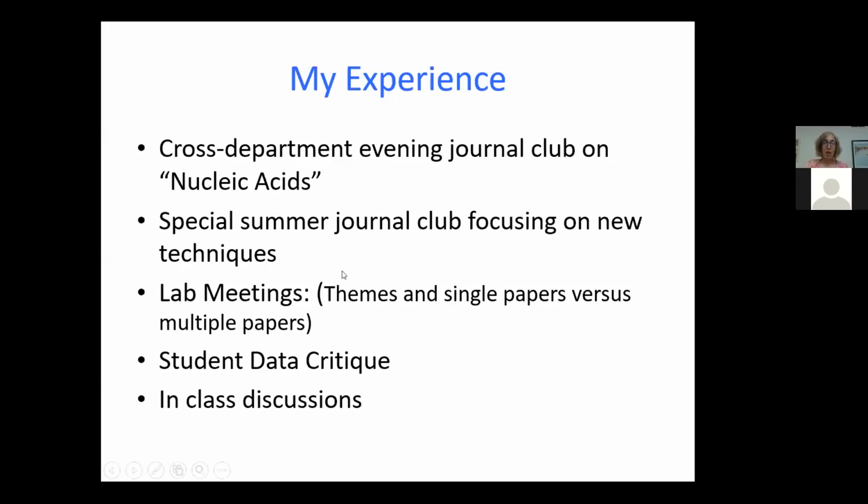It was great. At one stage we had a summer journal club because there weren't any seminars going on, and we decided to make use of the summer to focus on new techniques. Multiple labs participated, and everybody presented a new technique, one person a week. Then, as I've talked about, in our lab meetings we sometimes looked at single papers which everybody read, or we might have a theme where everybody presents a different paper.